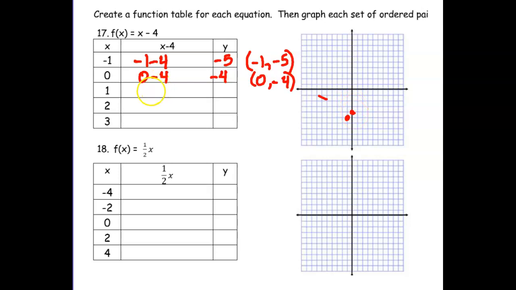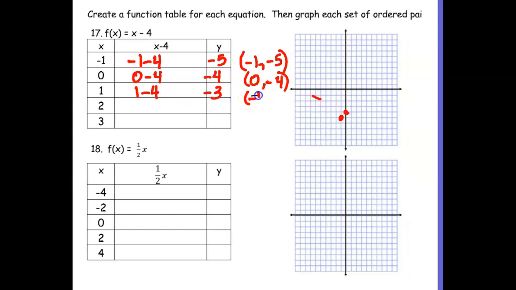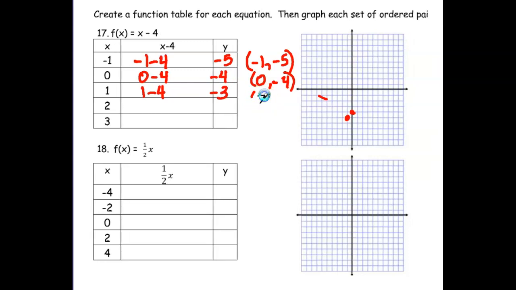1 minus 4 would be equal to -3, and that would be a positive 1, sorry. Positive 1 is my input. Let's get rid of that. So we have positive 1, and then we have an output of -3. So it would look like this. Point right there. 2 minus 4 would be a -2. Input of 2, output of -2. So I got my 2, -2. And then the final one, 3 minus 4, would give me a -1. So if I have an input of 3, I have an output of -1. 3, -1. Notice right here I have discrete points.